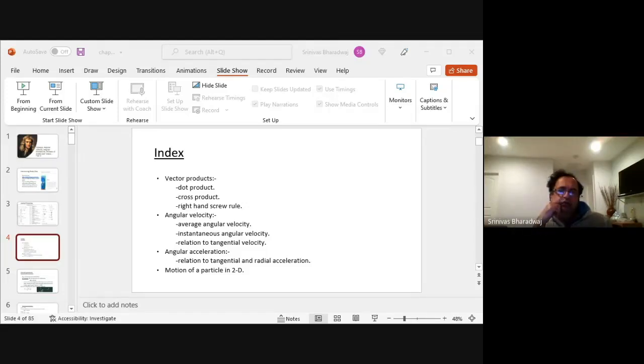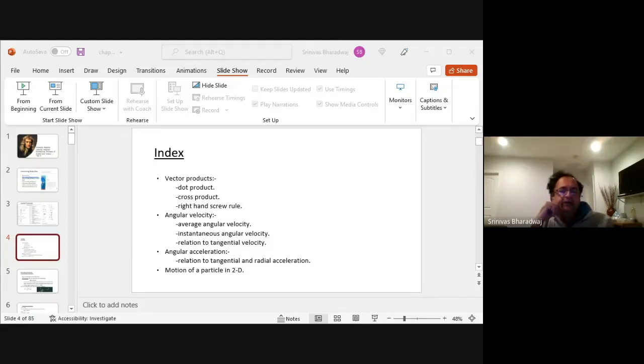So when we do RPM, to go from RPM to radians to angular velocity, if you do one rotation per second, you multiply it by 2 pi. So one rotation per second is 2 pi radians per second, right?